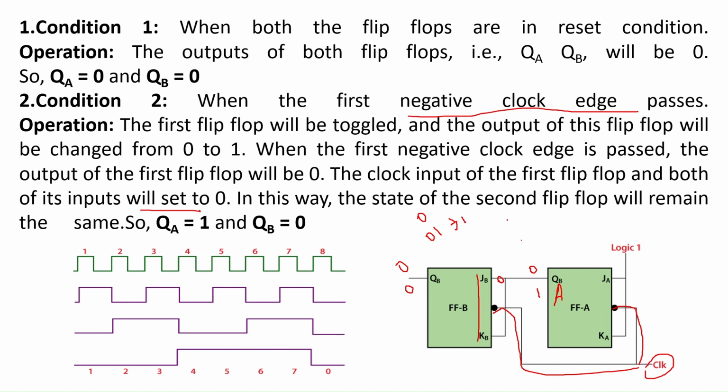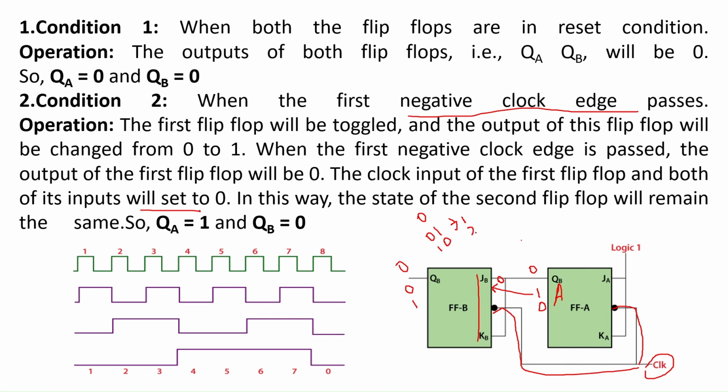When the next negative edge arrives at the flip-flop, this 1 is toggled to 0. But at the time the clock arrives at the second flip-flop, this 1 will be here. Since 1 is applied to J and K, this flip-flop will act as a toggle flip-flop and this value 0 will be converted to 1, whose state is 1, 0, whose decimal equivalent is 2.